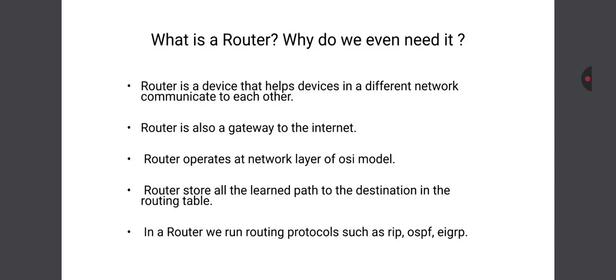devices in different networks communicate with each other. It operates on layer 2 of the OSI model, and based on the IP addresses it forwards the data packet to the destination. So before routers existed, we could not communicate in a different network.